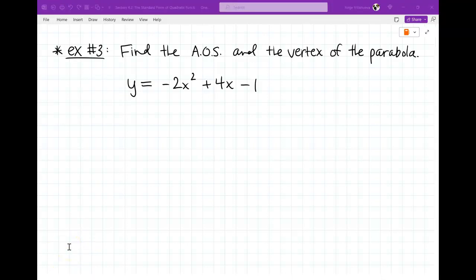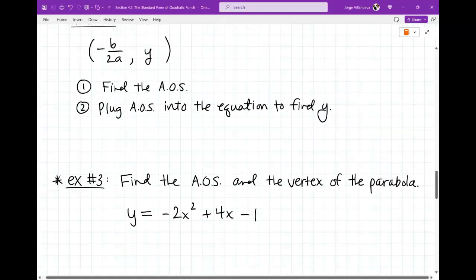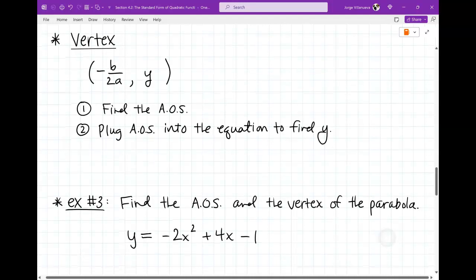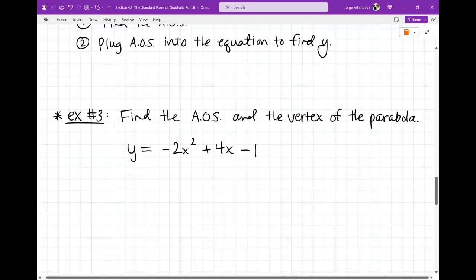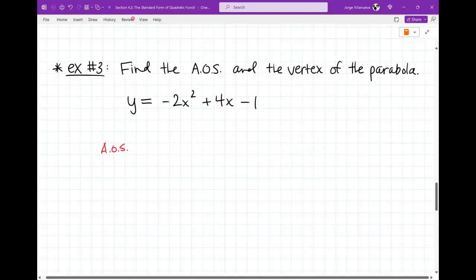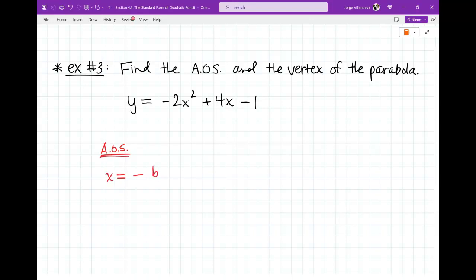All right, so to find the axis of symmetry and the vertex of this parabola, we're going to start off, notice vertex requires me to find the axis of symmetry first, right? Those are the two steps we need. Find the axis of symmetry and then use it in your equation, right? So I've got to find the axis of symmetry first. So I'm just going to put A, O, S, okay? Axis of symmetry, X is equal to negative B over 2A.